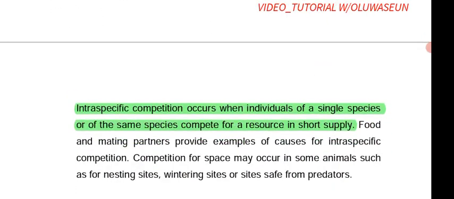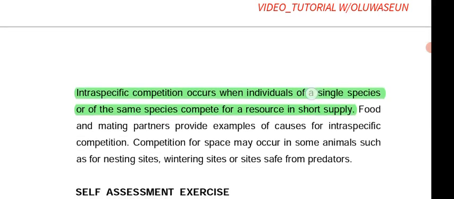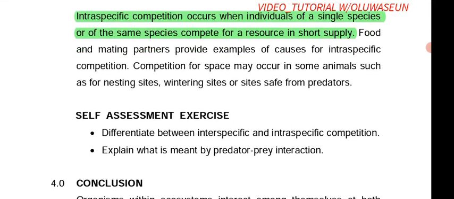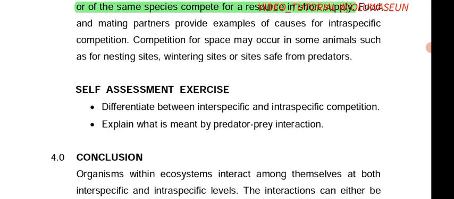Intraspecific competition, sorry about that, occurs when individuals of a single species, the same species, compete for a resource that is in short supply. So this is within a species when they are competing for the same resources that are in short supply. That is what they call intraspecific competition. I hope you get that. So they ask you to differentiate between interspecific and intraspecific competition. Then explain what is meant by predator-prey interactions.